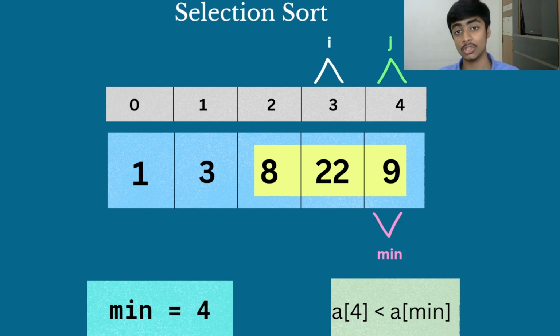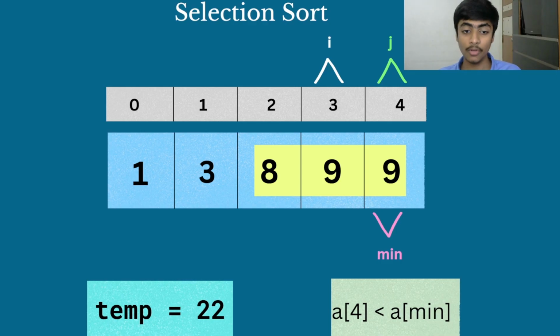So now we're just going to swap a of I and a of min. We're going to copy the value in a of I into our temp variable. So our temp is going to be set to 22. We're going to set a of I to a of min. And then we're going to copy the value in our temp variable to a of min. And once I'm done with this, I've sorted the last two elements of my array. And you can see that I'm done with the iteration. I've completely sorted all the elements in my array.